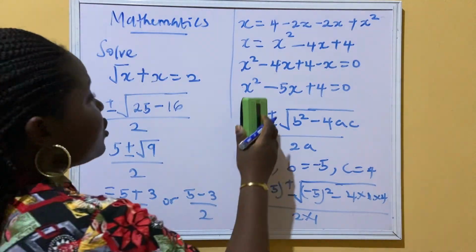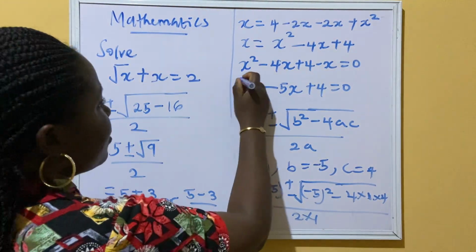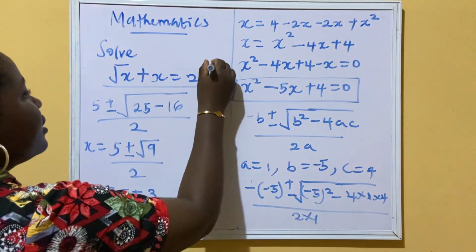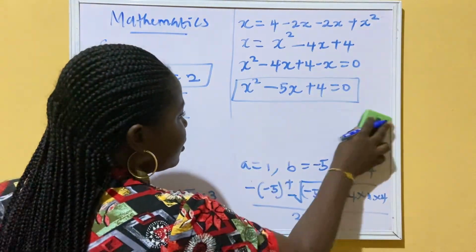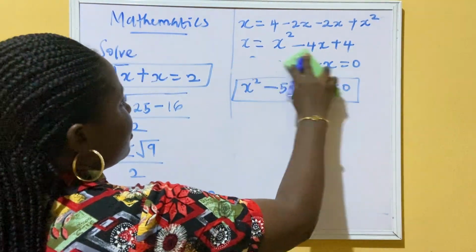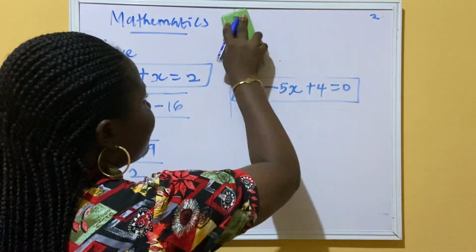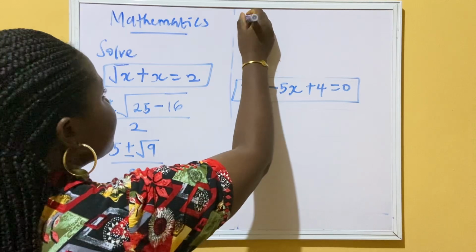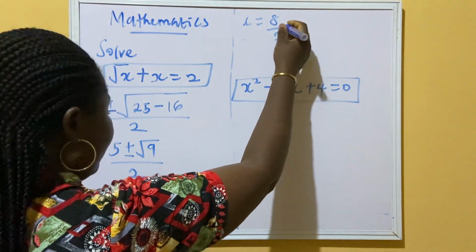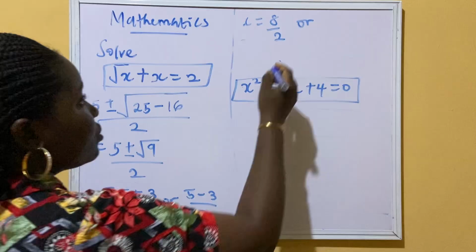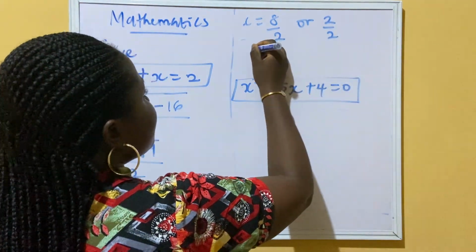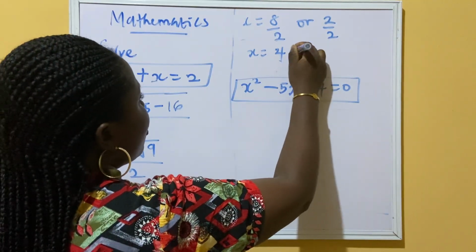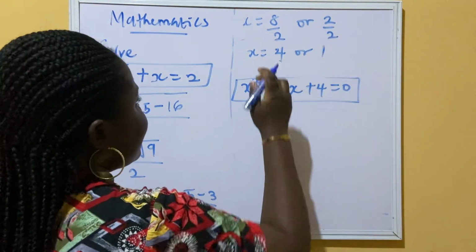Okay, so I want to keep this equation because I'm going to need it to test if my answer is correct, and I'm also going to be needing this, so I don't want to rub it off. Okay, so this is 5 plus 3 is 8, so x is equals to 8 over 2, or 5 minus 3 is 2 over 2, which gives us 8 divided by 2 is 4, or 2 divided by 2 is 1. So x is equals to 4 or 1.